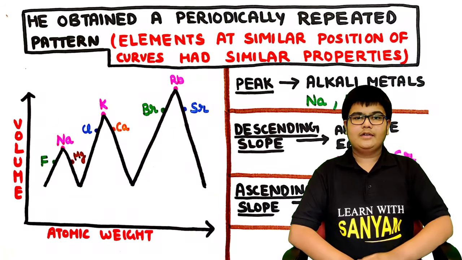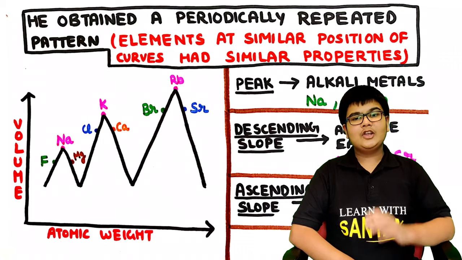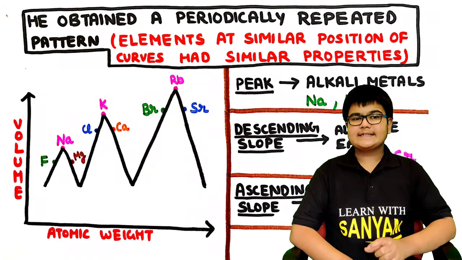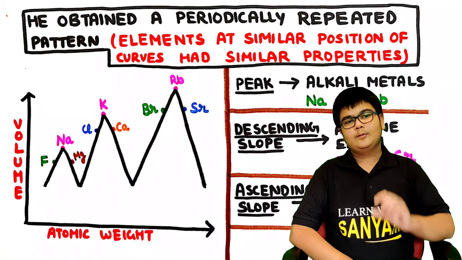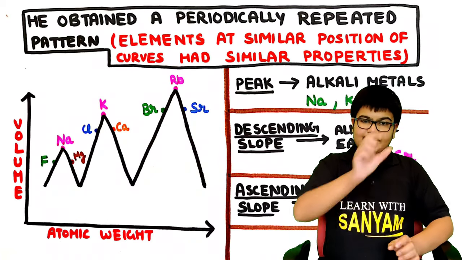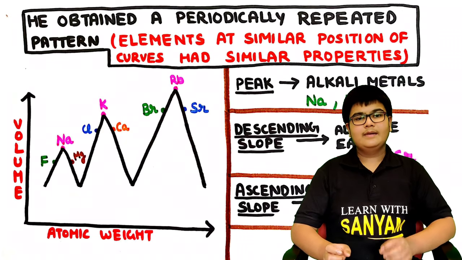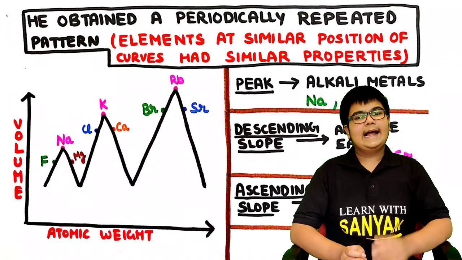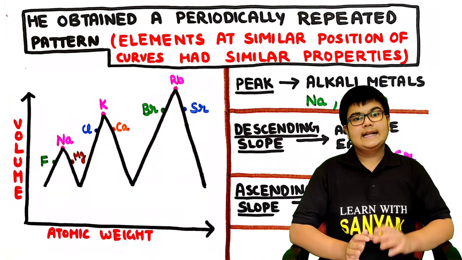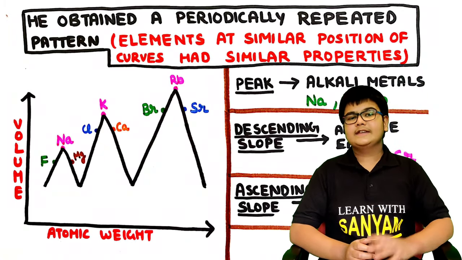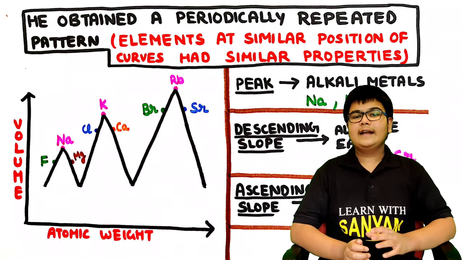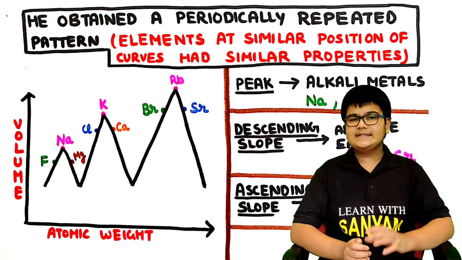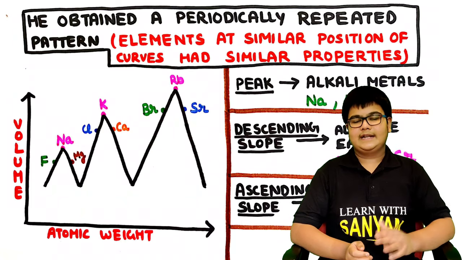Now, when Lothar Mayer plotted the graph, he obtained a periodically repeated pattern. So in this graph, you can see that on the peaks, there are elements like sodium, potassium, and rubidium. Similarly, on the descending slope, there are magnesium, calcium, and strontium. On the ascending slope, there are fluorine, chlorine, and bromine. So this means that the elements at the same position of the curves had similar properties, because we know that all the elements at the peak, that are sodium, potassium, and rubidium, have similar properties and they are the alkali metals. They are the group 1 metals.